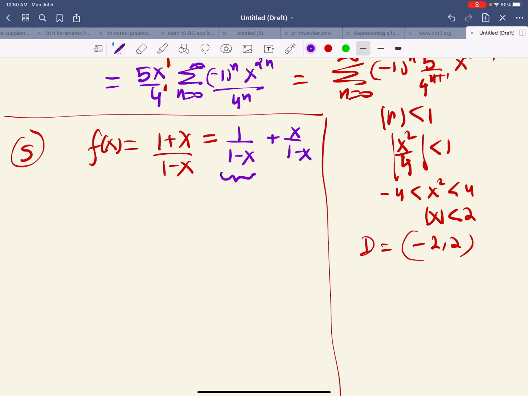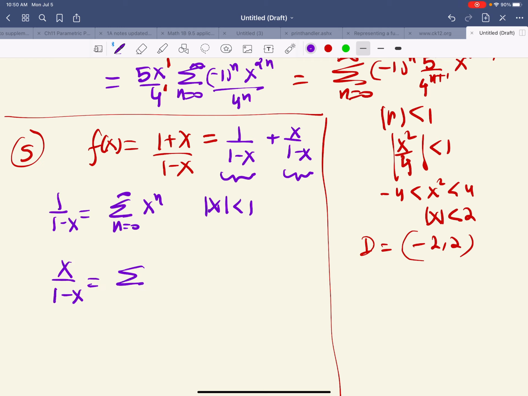And this one, we already know what the power series is. This one is easy enough. 1 over 1 minus x is summation n is equal to 0 to infinity x to the power n, and it converges whenever absolute value of x is less than 1. And x over 1 minus x, we can pull the x out, x times 1 over 1 minus x. So that would be x summation n is equal to 0 to infinity x to the power n. Again, absolute value of x has to be less than 1.